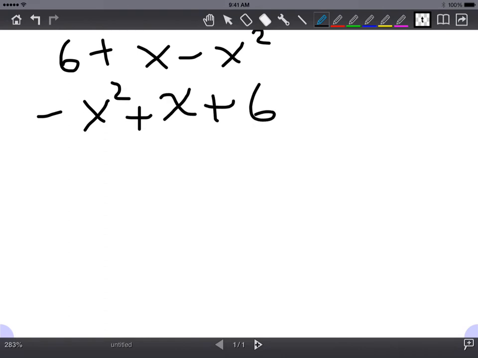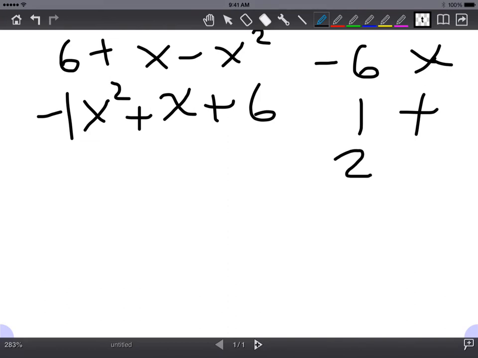Remember, you want your product to be your a term, which is negative 1, times your c term, so your product should be negative 6. Sorry, I may have messed up there. And then your sum should be 1. So what two numbers have a product of negative 6 and a sum of 1? You definitely know that the two numbers are 2 and 3, so there's a negative 2 and a 3. That works out because negative 2 plus 3 is 1, and negative 2 times 3 is negative 6.